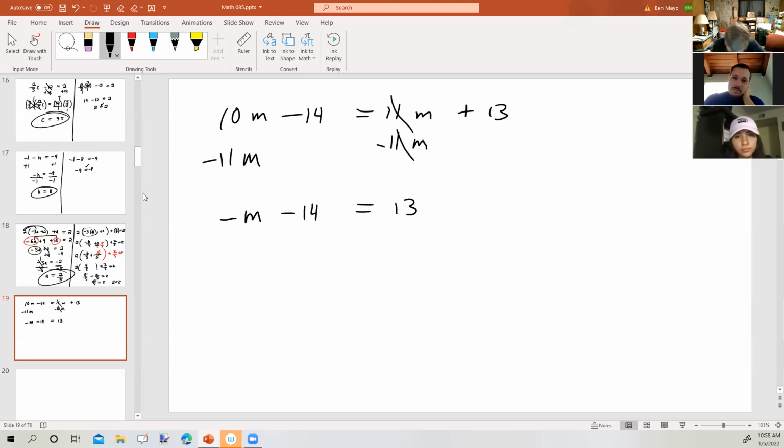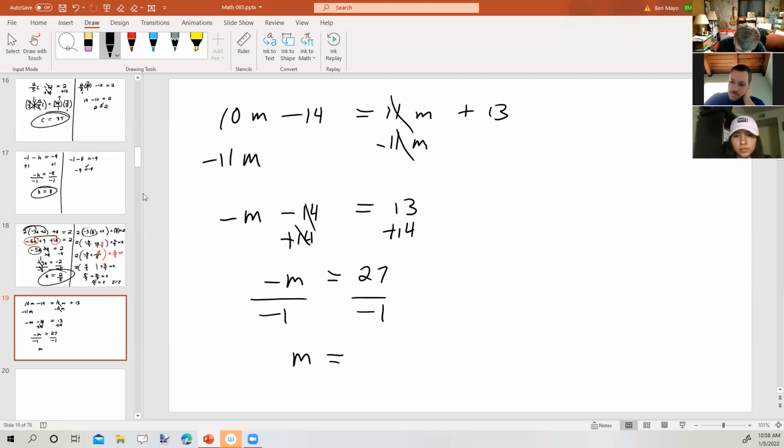Add 14. Correct. So we'll add 14 to both sides. -m, those cancel, equals 27. So now I've isolated the variable term. Isolate the variable. Well, our coefficient is that -1 again. Negative divided by negative is positive. m equals positive divided by negative is negative. So we get -27. All right with that?